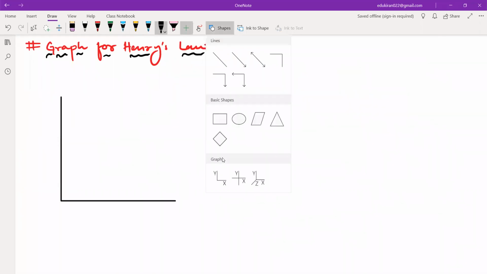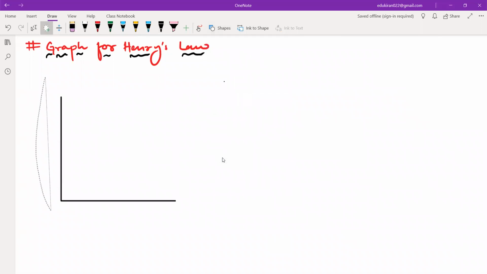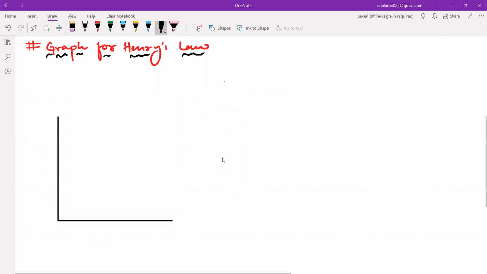Okay. Now, whenever you have to plot a graph, you need an equation for it, right? You need an equation for it. So the equation for Henry's law is partial pressure of the vapor phase. It is equal to the Henry's constant times the chi-b, that is the mole fraction of solute in the solution.